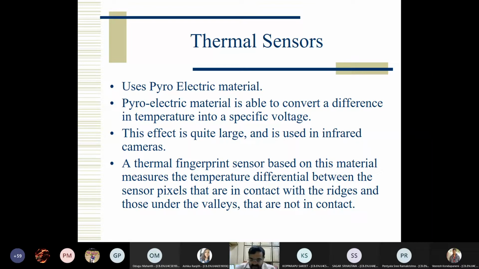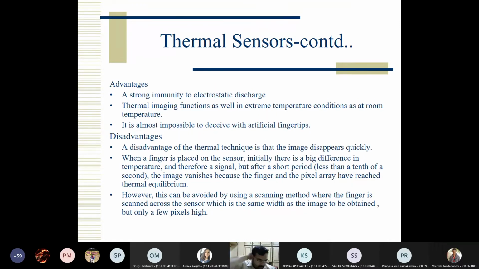A thermal fingerprint sensor based on this material measures the temperature differential between the sensor pixels that are in contact with the ridges and those under the valleys that are not in contact. So advantages are, it's stable, good image, little expensive, and you cannot deceive. You cannot put a mask on your fingerprint and do that. These things are advantages, but again, the disadvantage is that the image disappears quickly, and if there is a huge difference in the temperature, sometimes it doesn't give you proper reading.